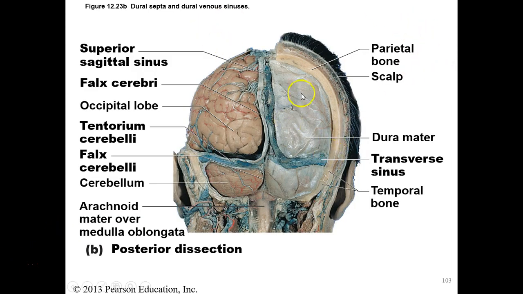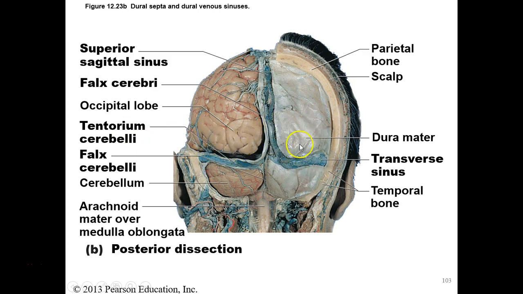Just another slide to illustrate, first of all, the dura on the surface of the cerebral hemispheres and the infolding of the dura, and then contained between the two layers of dura, in this case, the major venous sinuses: the superior sagittal sinus in the longitudinal fissure, and the transverse sinus, which is found within the tentorium cerebelli, the infolding within the transverse fissure.